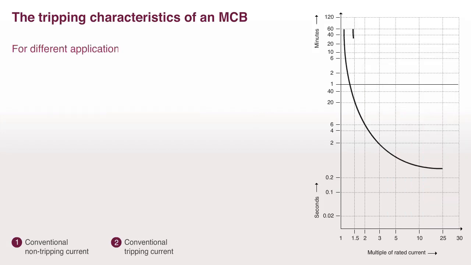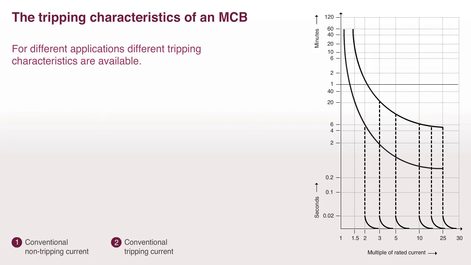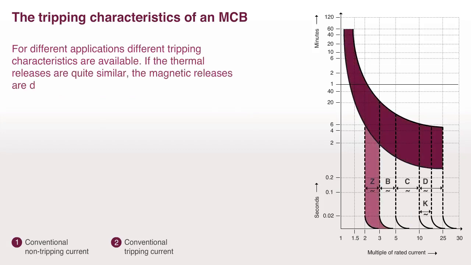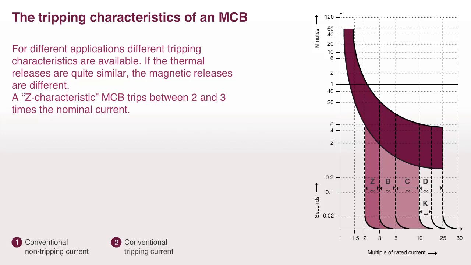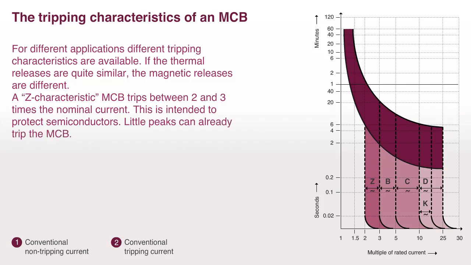For different applications, different tripping characteristics are available. If the thermal releases are quite similar, the magnetic releases are different. A Z characteristic MCB trips between 2 and 3 times the nominal current. This is intended to protect semiconductors. Little peaks can already trip the MCB.